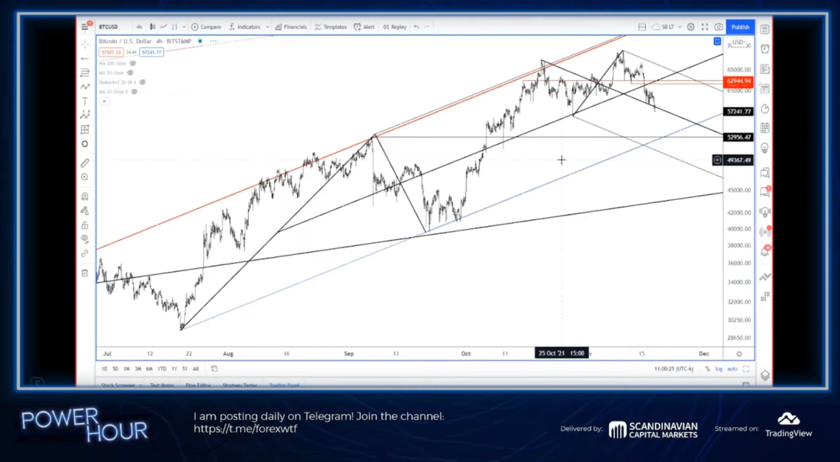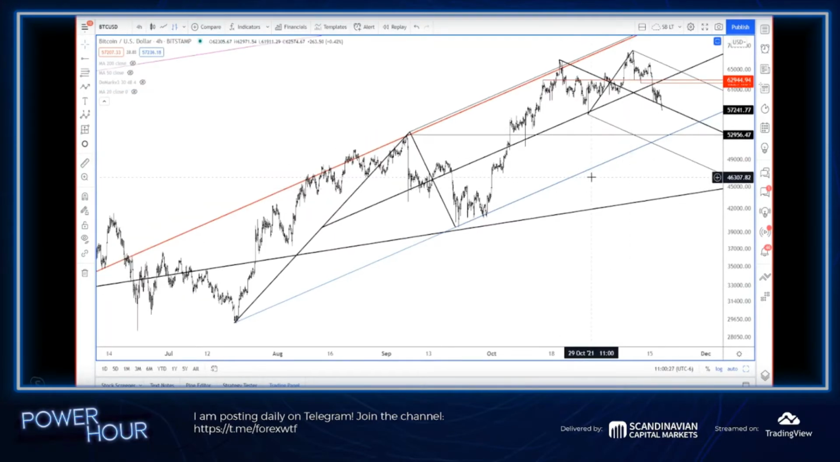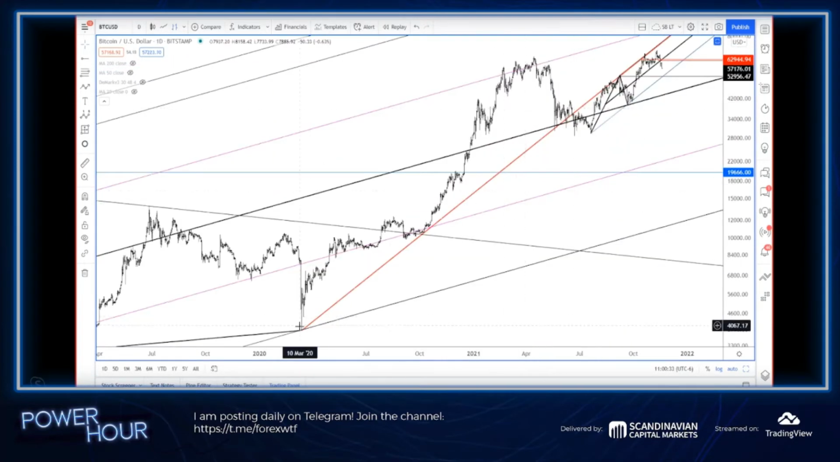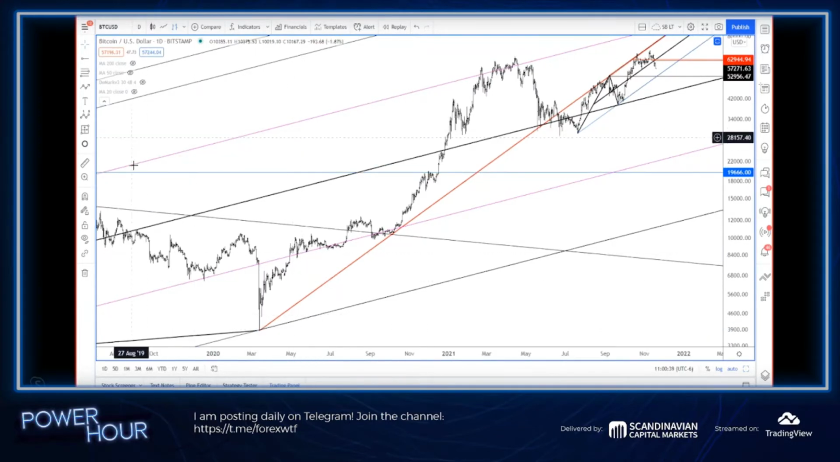Let's go to Bitcoin now. Okay, so what we'll do here, I'll draw that in a second. Let's go to the daily chart. Here's the trend line for March 2020. The trend is not as strong as Ethereum has been, right?